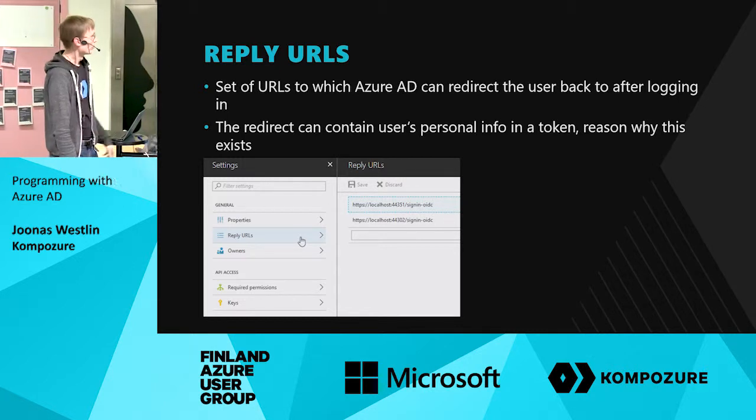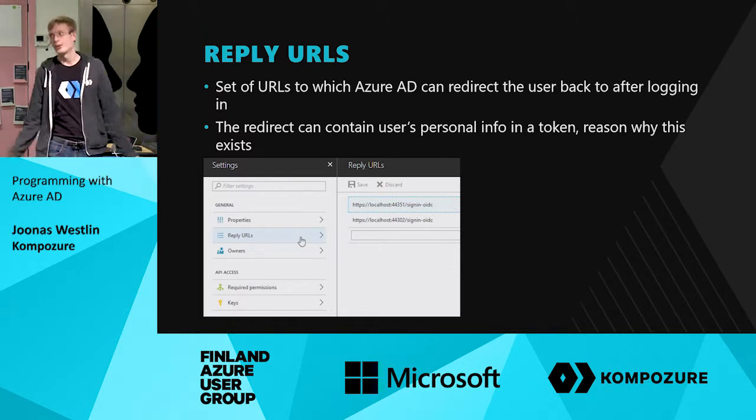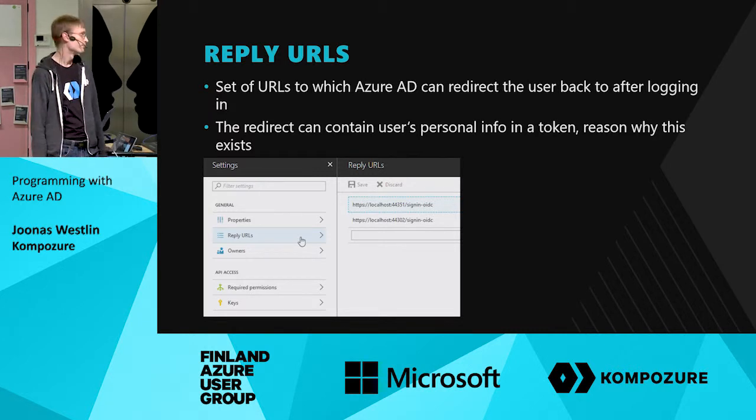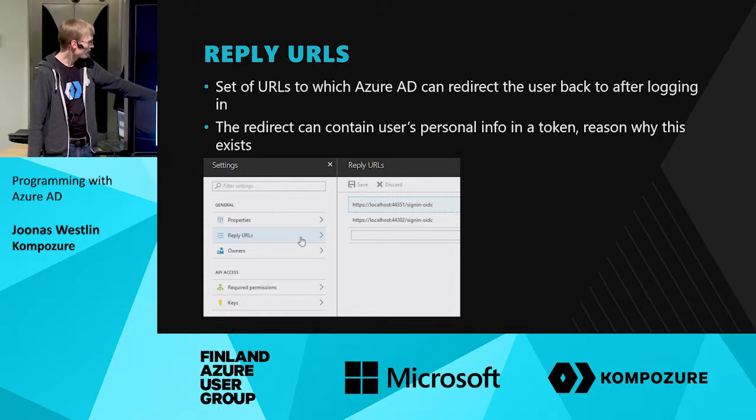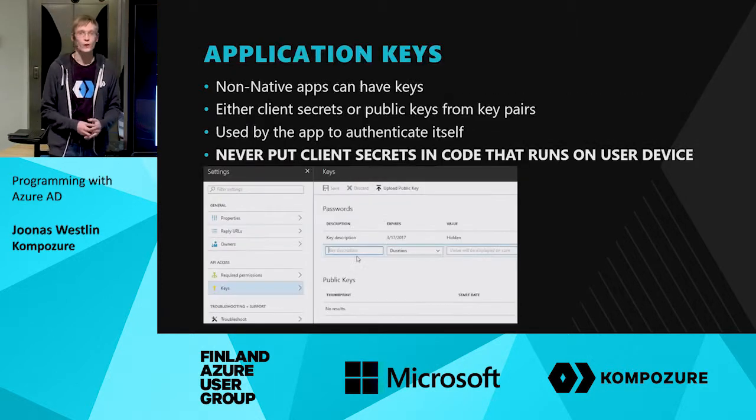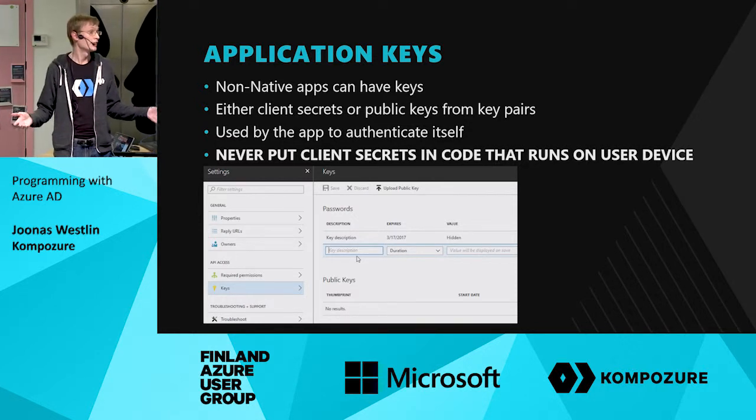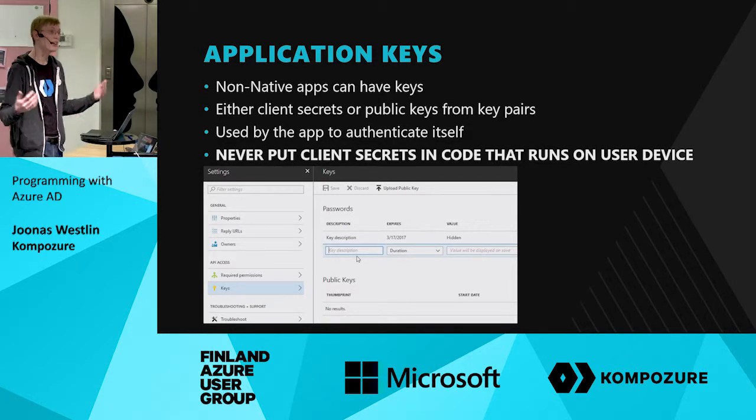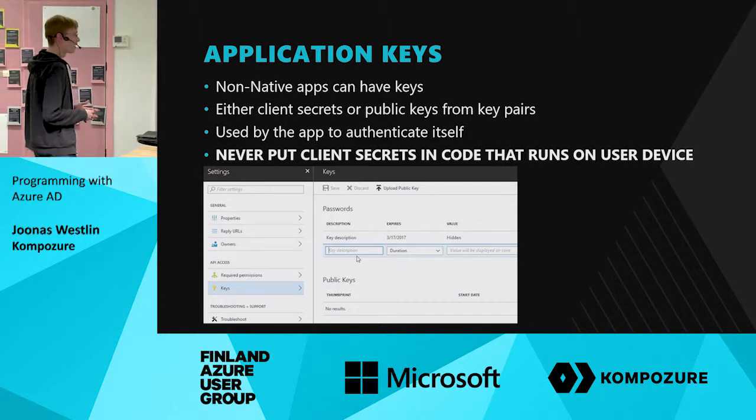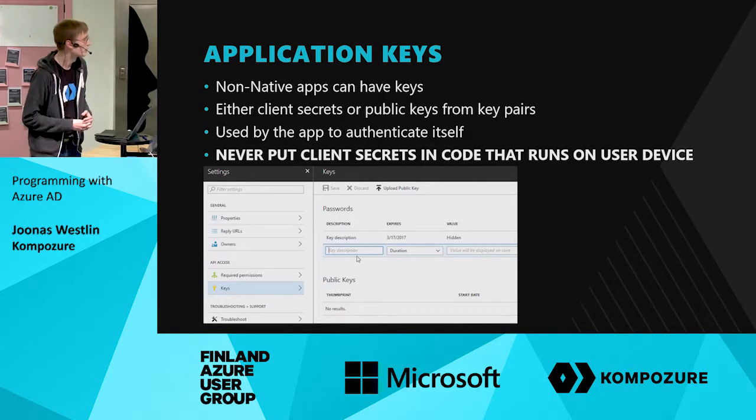Then we have another important one, which is application keys. And so native apps cannot have these, because you can't have secrets in native apps. So these can either be client secrets, which are called passwords here, or these can be public keys from key pairs that you generate. So either can be used then for the application to authenticate itself, right? A user has a password with which they authenticate themselves. This is the application's password, by which it tells Azure AD that yes, I am this app who I say I am. And I put it there in all caps.